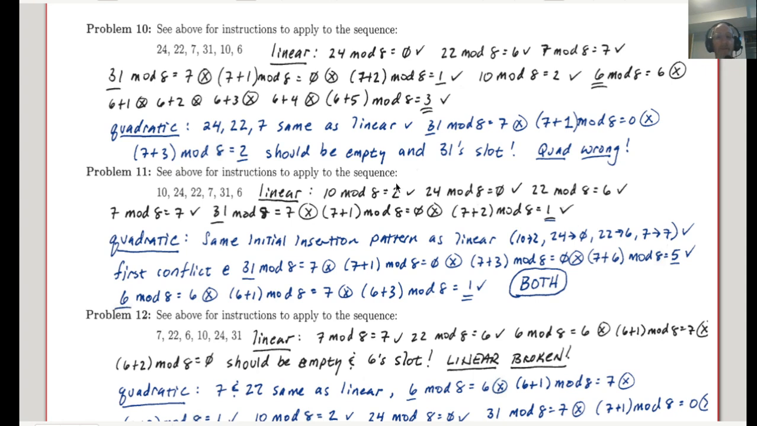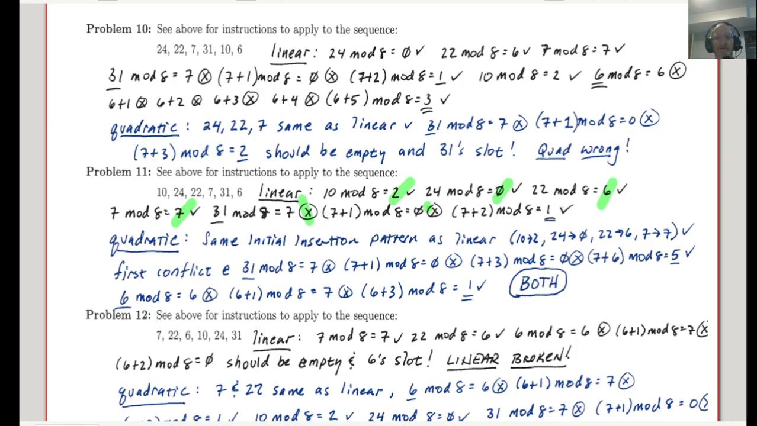There we go. Sorry. So 10 mod 8 goes into 2. 24 mod 8 goes into 0. 22 lands in 6. All of these are so far good with the table. 7 mod 8 is 7. That one's good. 31 mod 8 is 7. There's a collision. We add 1 for linear.